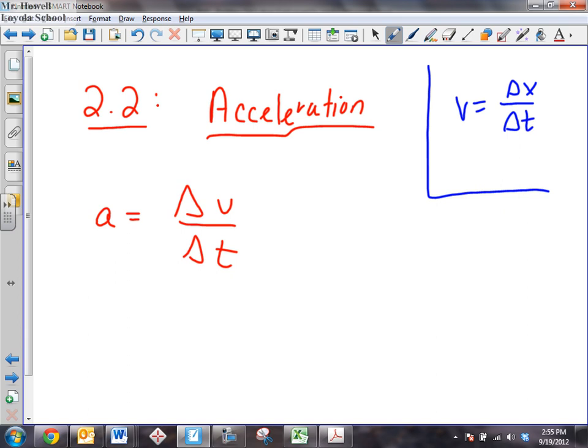But instead of delta x up here, you now have a delta v up here. Instead of a v here, you have an a over here. But it's the exact same idea, okay? So velocity is a rate. This is a rate of a rate. So it's saying, how fast are you picking up velocity?